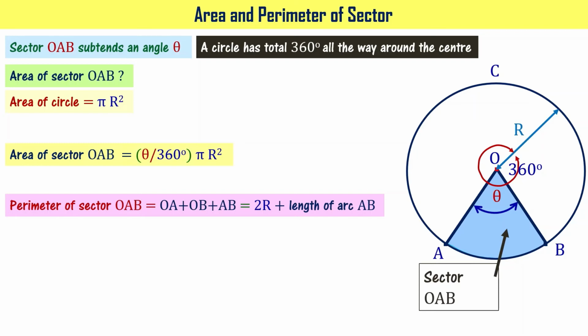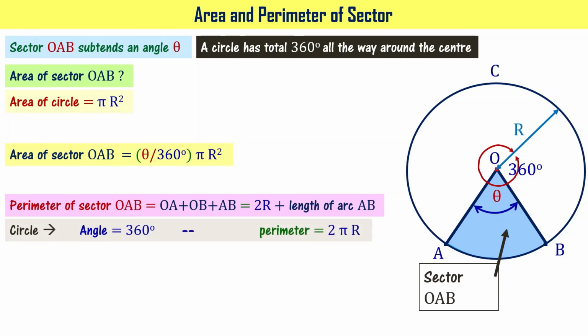OA plus OB can be written as 2 times r, that is 2 times radius of the circle, plus AB can be written as length of the arc AB, right? Here to get perimeter of sector OAB, what is unknown is length of arc AB, right? Let's try to find that out now.